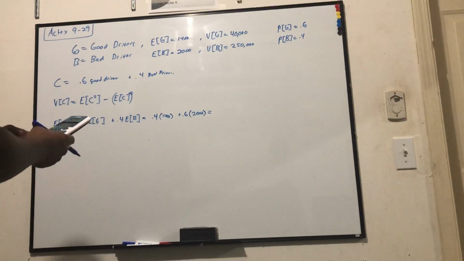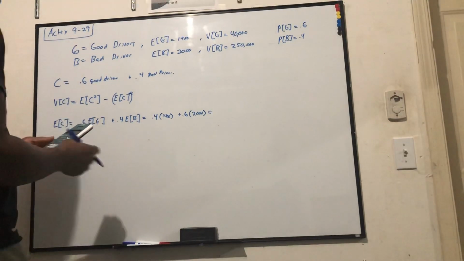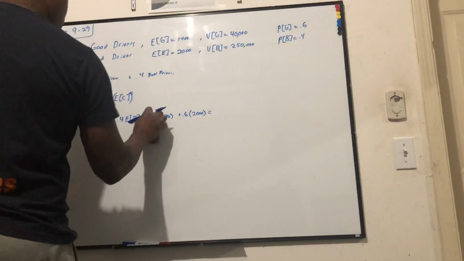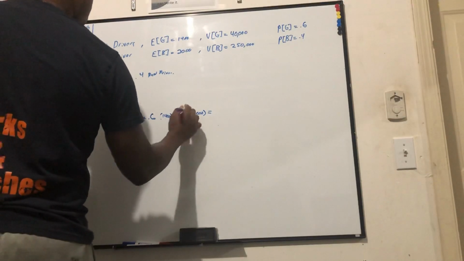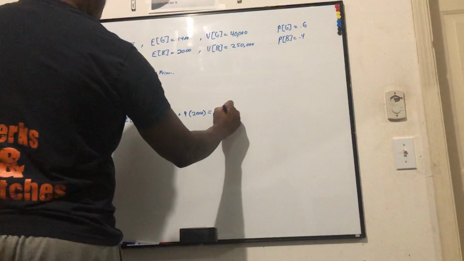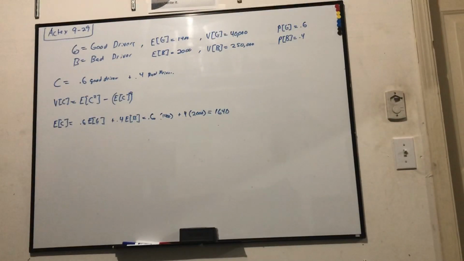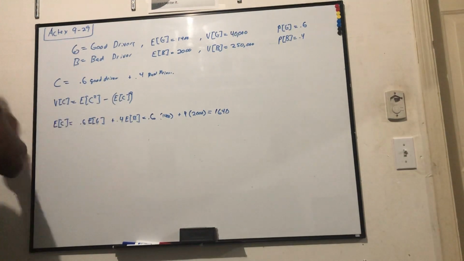Oh, I messed up. This is supposed to be 0.6, and this is 0.4. And then it should be 1,640. Voila. So now we have the first one, but we have to find the second one.